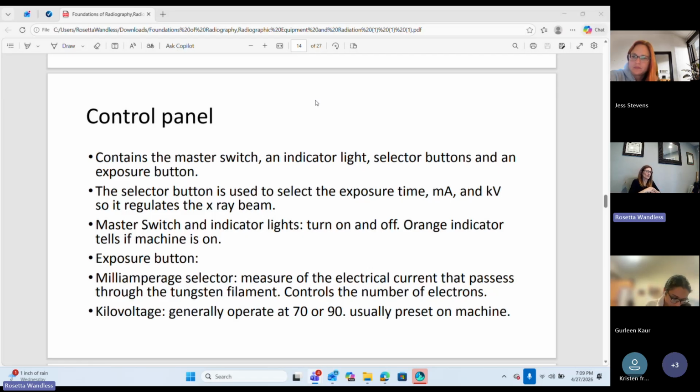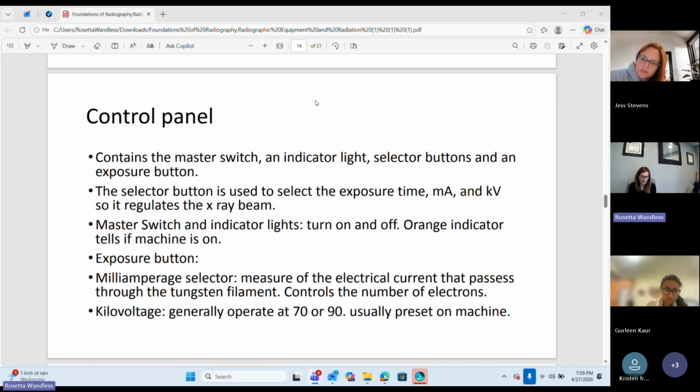I grab my picture. Now, the selector buttons. There are going to be three types of selections, or selectors, on the control panel itself. The first one is the seconds, right? Time is going to show up on our control panel. How long are we exposing the X-ray for? The second one is called milliamperage, or MA.